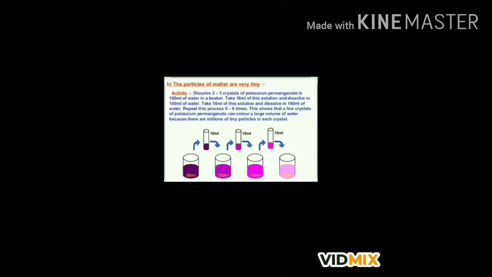The same activity may be repeated by using about 2 milliliter of Dettol instead of potassium permanganate. It is observed that the smell can be detected even on repeated dilution. Thus, we may conclude that the second property of physical nature of matter is that the particles of matter are very small. They are small beyond our imagination.